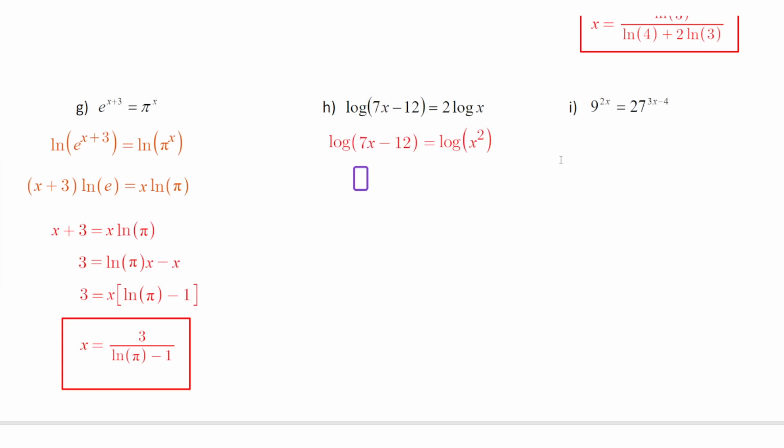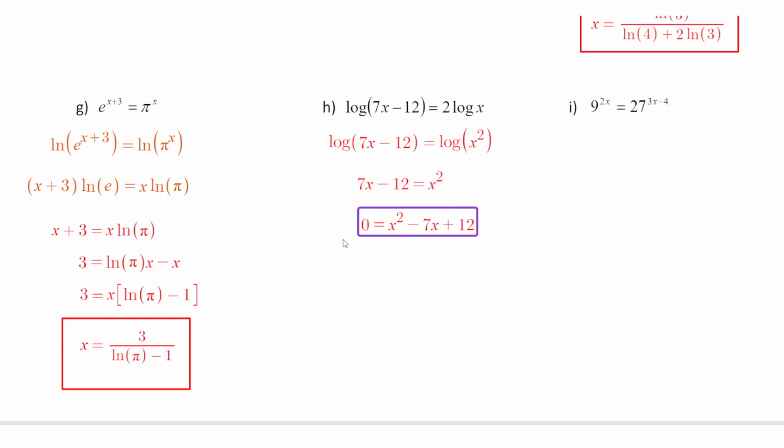Now I can drop both logarithms. And so I've got a quadratic here. I need to set it equal to 0. So I'm going to move everything to the right-hand side, really I just want to make sure that the leading coefficient's positive. Just makes it a little bit easier to think about the factors. So we've got minus 7x plus 12.